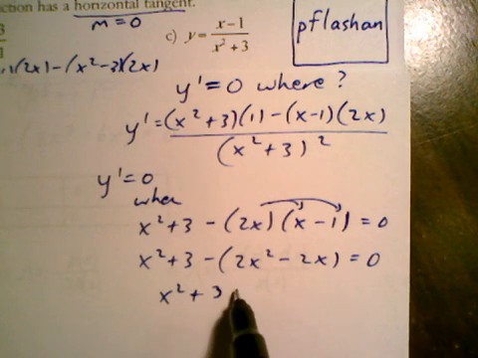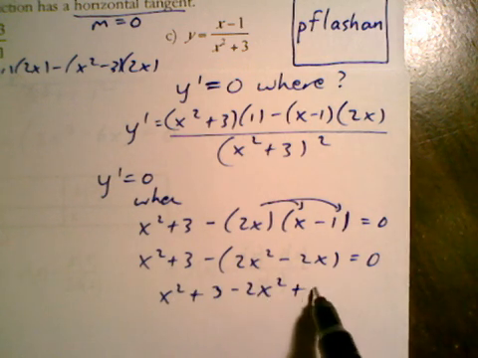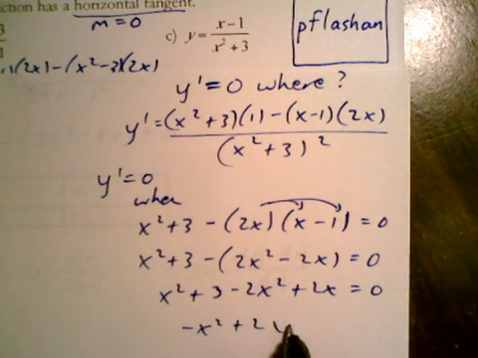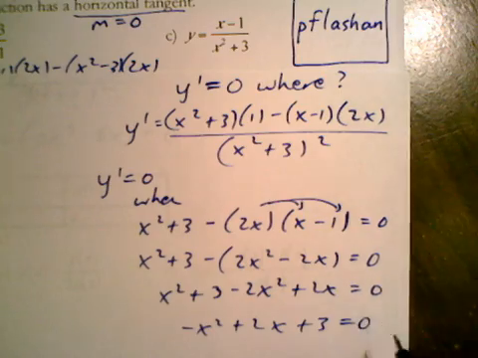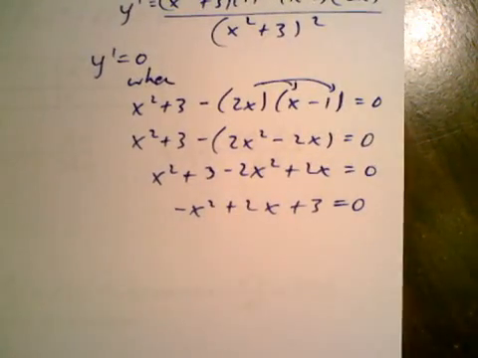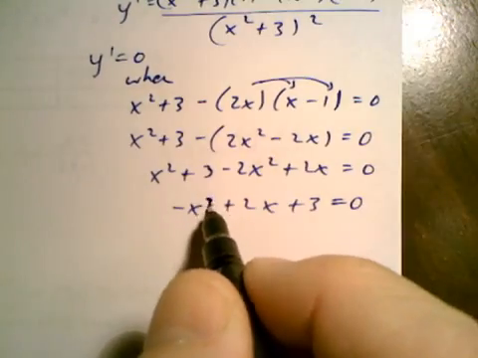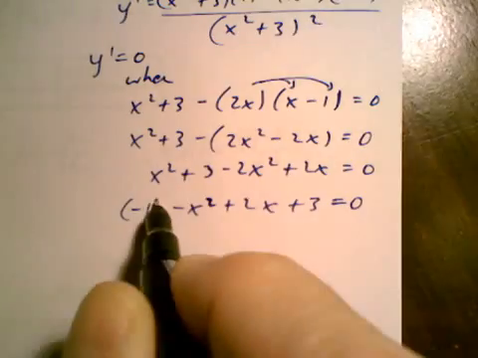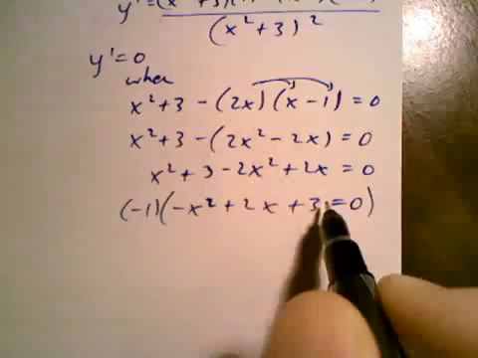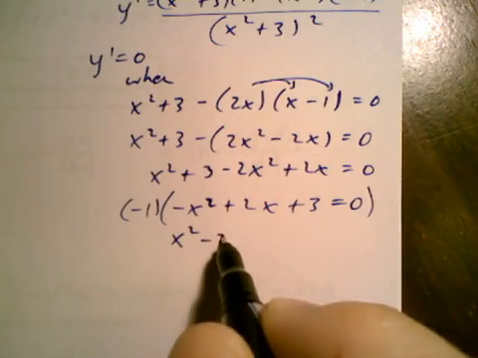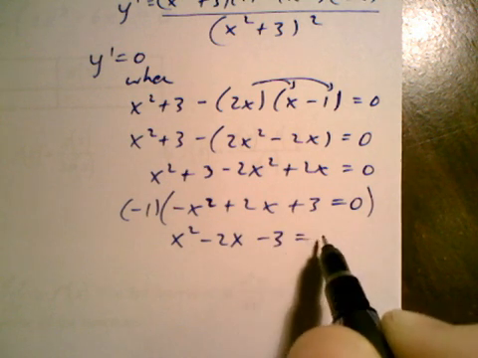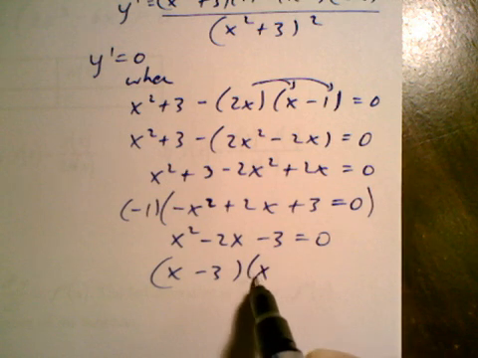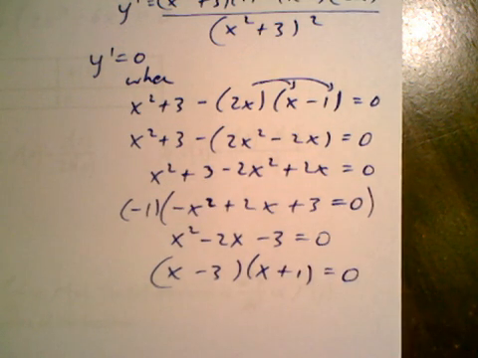Now we're going to go ahead and distribute the minus sign. Minus 2x squared plus 2x equals 0. We get negative x squared plus 2x plus 3 is equal to 0. And I certainly don't like to have to factor a polynomial with a negative leading coefficient, so I'm going to multiply both sides by negative 1. Basically I'm changing the signs of all the terms. X squared minus 2x minus 3 is equal to 0. I can do that with no penalty. And then it's easy to factor: x minus 3 times x plus 1 is equal to 0.